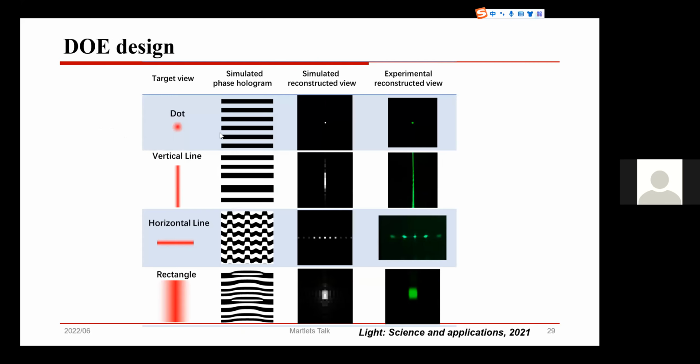For dots, it is easy to achieve. It can be realized by nanogratings. And for lines, it can be achieved by a little bit more complicated structures, like shown here. We calculate this phase hologram by the GS algorithm, and the rectangular shape views can be realized as well.